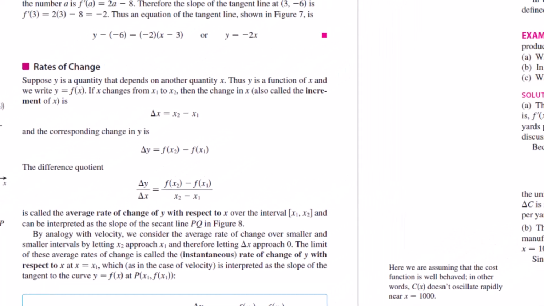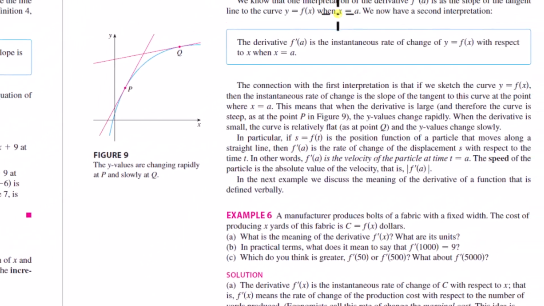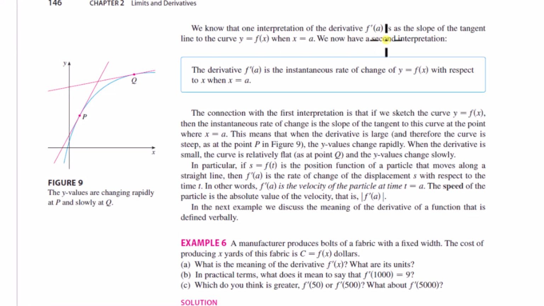Okay. It says, we know that one interpretation of the derivative f prime of a is as the slope of the tangent line to the curve y equals f of x when x equals a. We now have a second interpretation. The derivative f prime of a is the instantaneous rate of change of y equals f of x with respect to x when x is equal to a. So yeah, personally for me, I find that the way the author of this textbook is laying this out is kind of confusing.